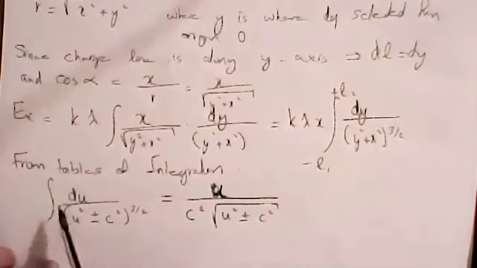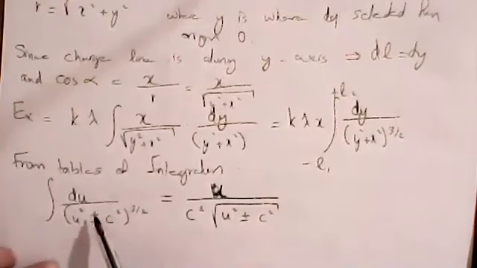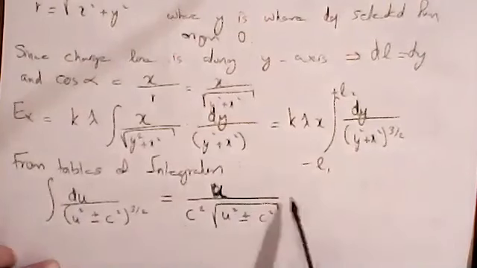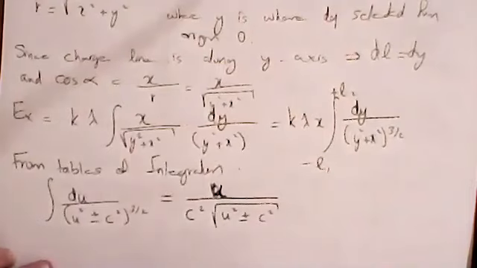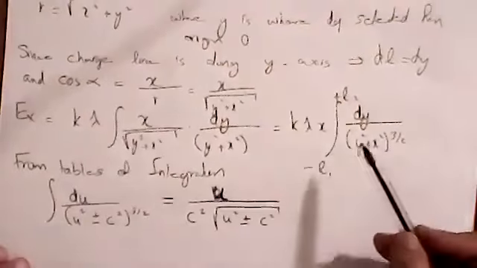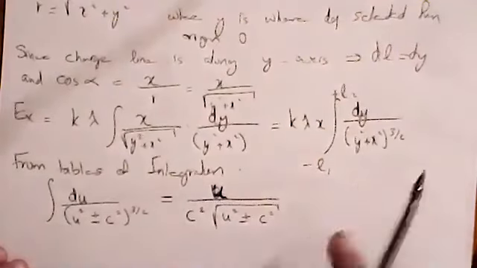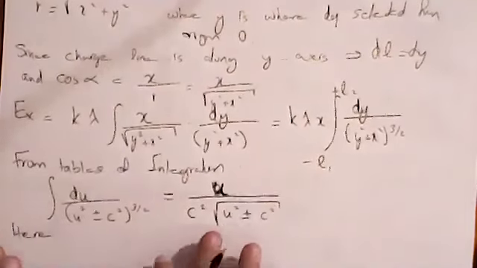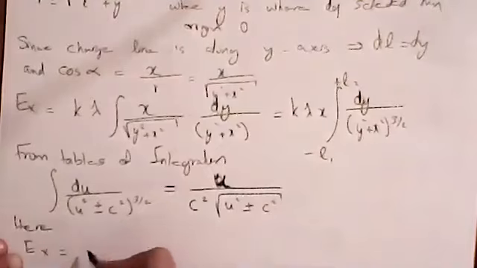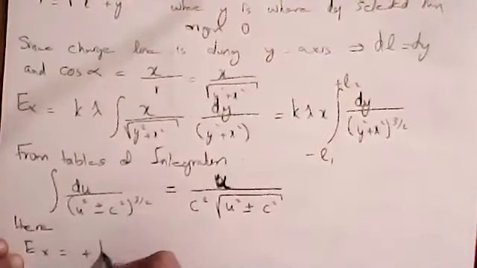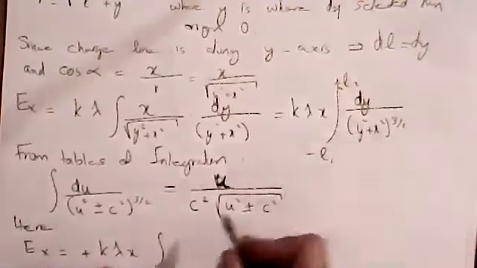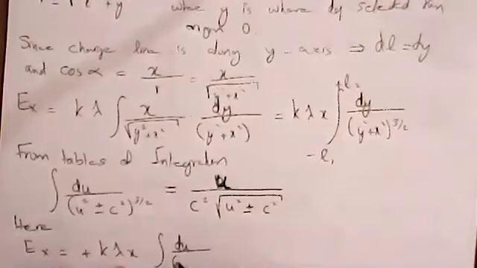You see what happened? So the integral of du over (u square minus or plus c square) to power 3 over 2 is u over c square radical u square minus or plus c square. Okay? Here, what is the variable and what is the constant? The variable is y and the constant is x. So here, E_x is equal to plus k lambda x integral of du over u square.